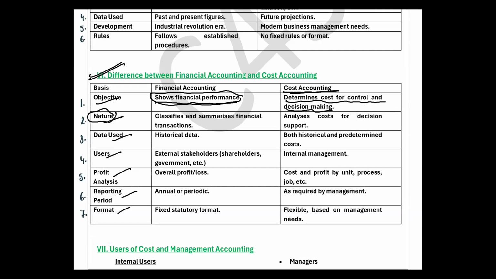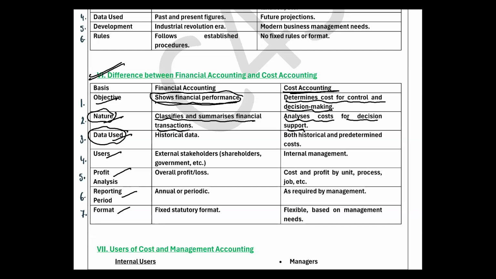And cost accounting talks about cost control, which will help management accounting in decision making, right? What is the nature of financial accounting? It is classifying, recording, measuring, analyzing, interpreting, and finally summarizing transactions. So it classifies and summarizes financial transactions. Whereas what is the nature of cost accounting? It analyzes cost for decision support, only for management accounting.